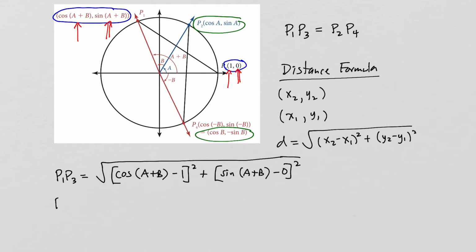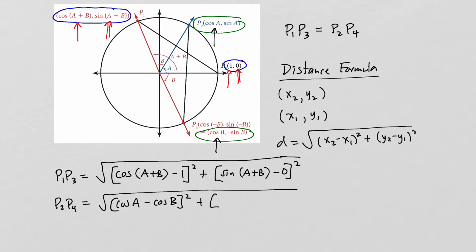And then we'll find the distance between P2 and P4 by doing the same thing. So again, a big square root. And we are going to subtract the x-coordinate here and the x-coordinate here. So that is the cosine of A minus the cosine of B, quantity squared.